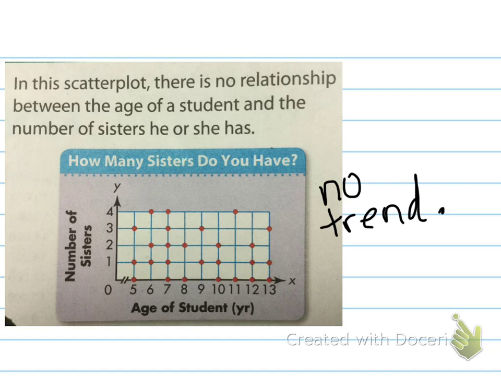So go ahead and recreate this scatter plot and put that it has no trend, and just explain in your own words why. Why do we see no trend in this? Explain that in your own words.